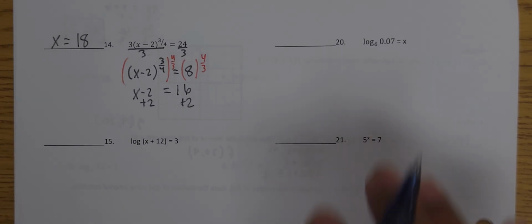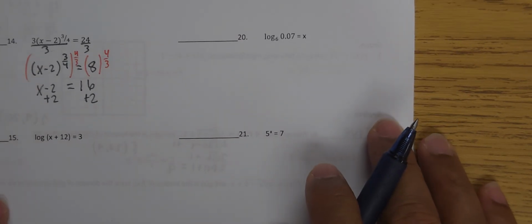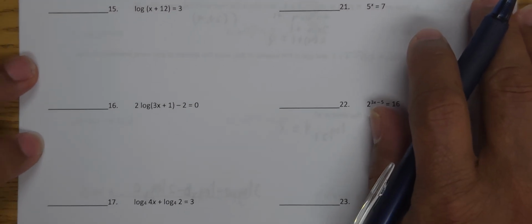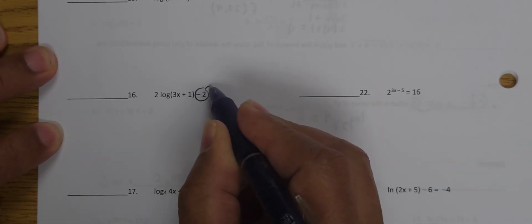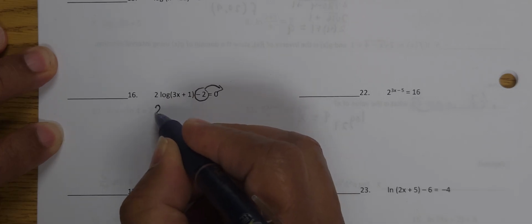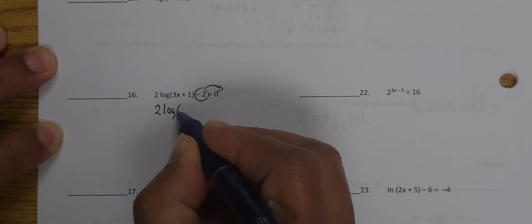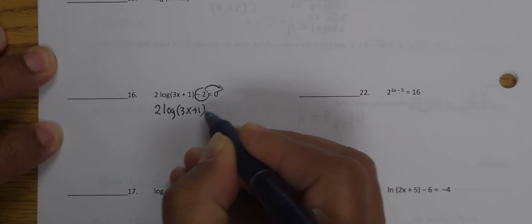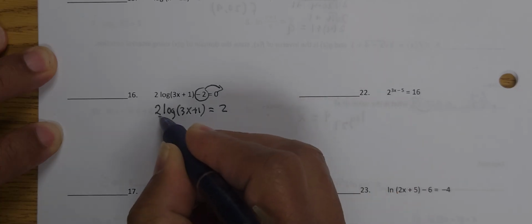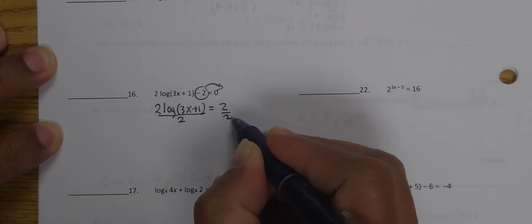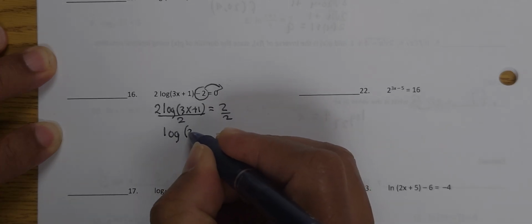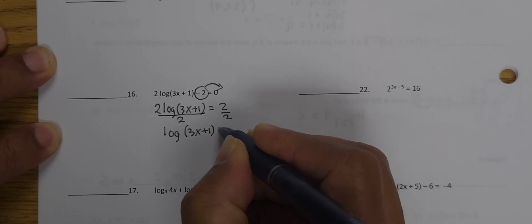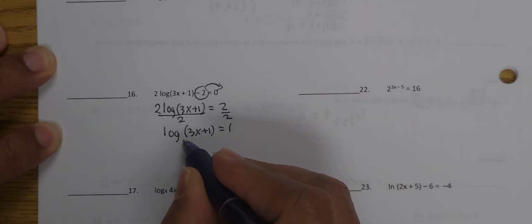Okay. All right, let's go to number 16. First I'm going to add that 2 to the other side. So then we have 2 times the common log of 3x plus 1 is equal to 2. Then I'm going to divide by 2 to get the log isolated. So then this is common log of 3x plus 1 is equal to 1.